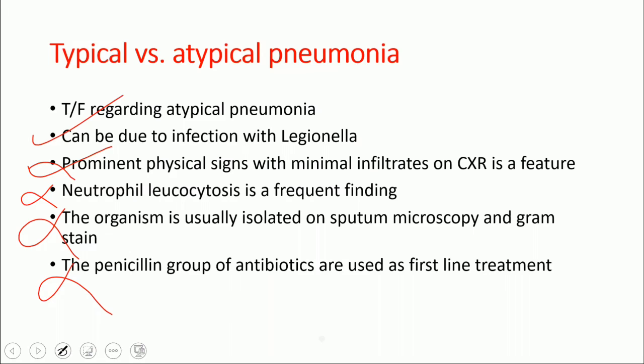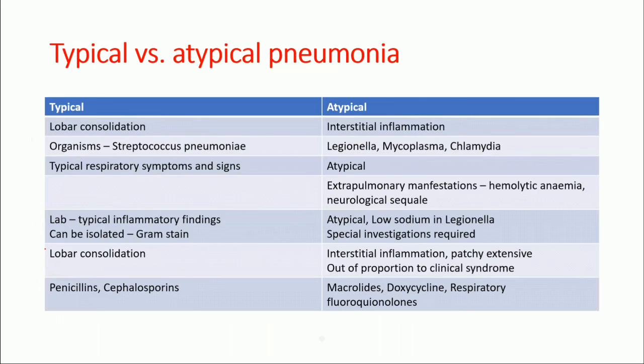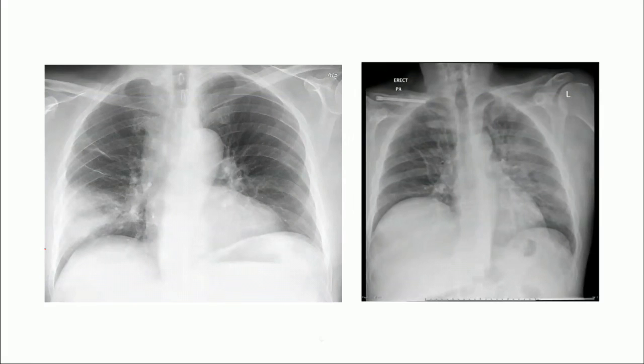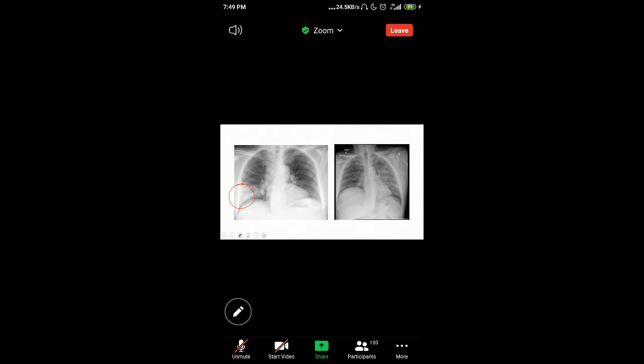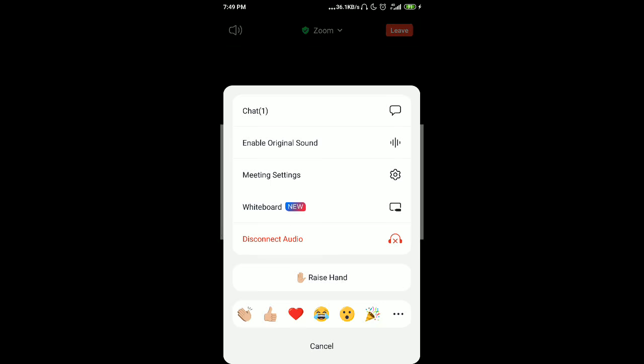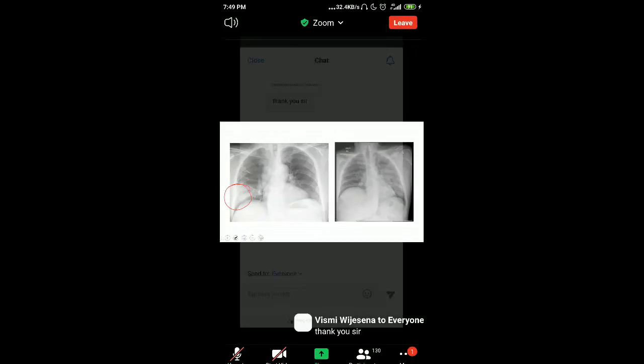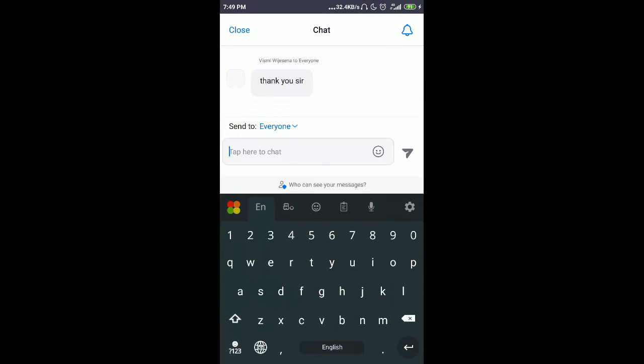Hari. So on the left you can see a clear consolidation. This is the pattern you get with strep pneumonia, right? Whereas in an atypical pneumonia, it will be more diffuse, patchy involvement, like you see on the chest X-ray on the right.